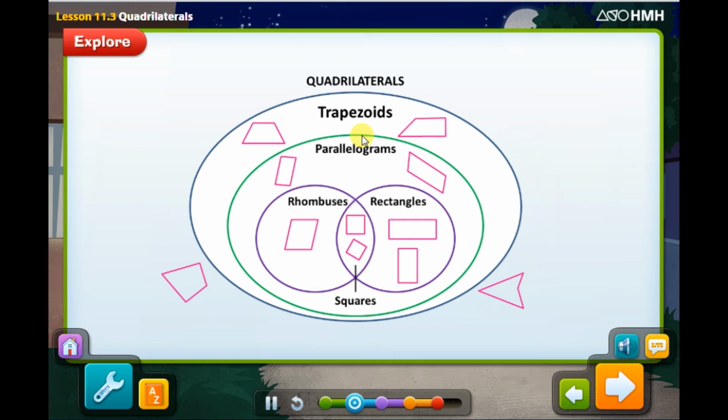Now let's take a closer look at the parallelograms. Rectangles are one type of parallelogram. So inside the parallelograms, there are 2 types of shapes, rectangles and rhombuses. So first, to speak about rectangles. A rectangle is a special parallelogram with 4 right angles and 2 pairs of perpendicular sides.